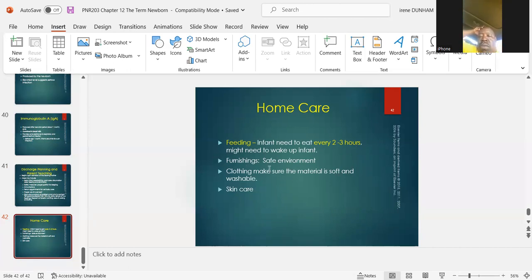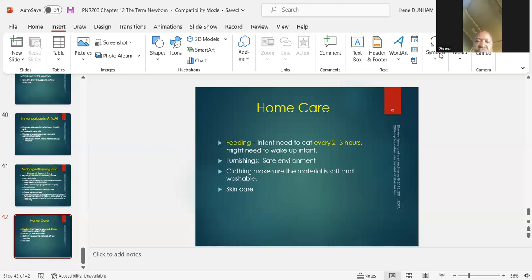Okay, and then make sure you have a good safe environment for the baby, and make sure for clothing, because of their skin being so tender, you want to make sure that the material is soft and washable, and make sure that you give good skin care, and make sure that the baby is getting baths. And we do demonstrate that before they leave the hospital.